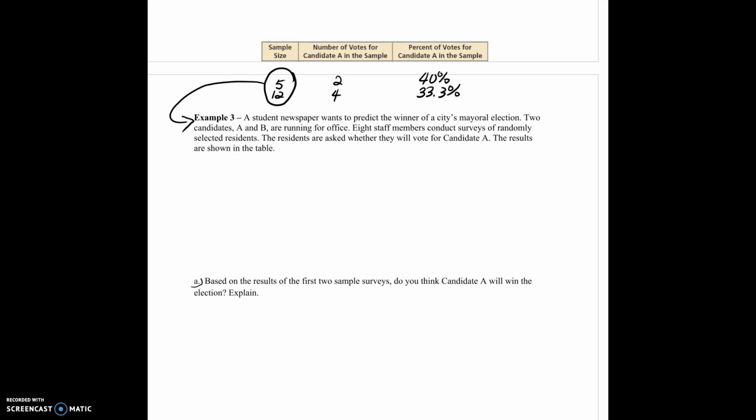So based on the results for part A, that actually is going to go to part A there. Those first 2 rows. Do you think candidate A will win? Well, if you look at the percentages, it's 40% and 33%. You're going to need over 50% to win.